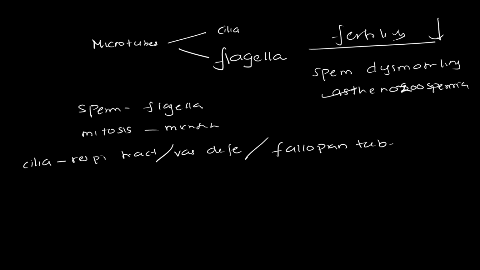Hence, you would see the possibility of oligospermia, where the sperm count is reduced, and there is a possibility you would see azoospermia as well. Azoospermia is where there is no production of sperms, whereas in oligospermia the count is usually reduced.